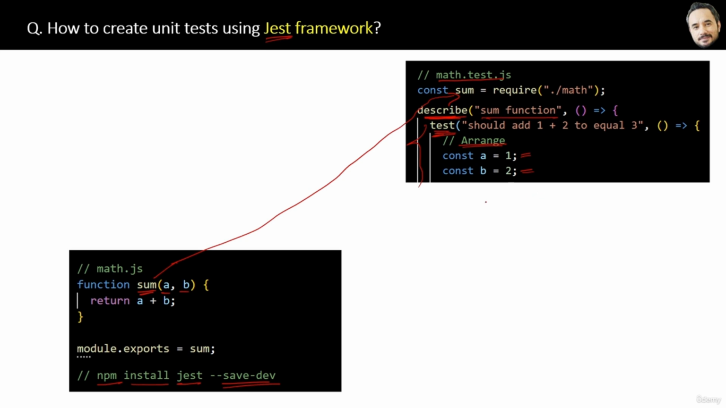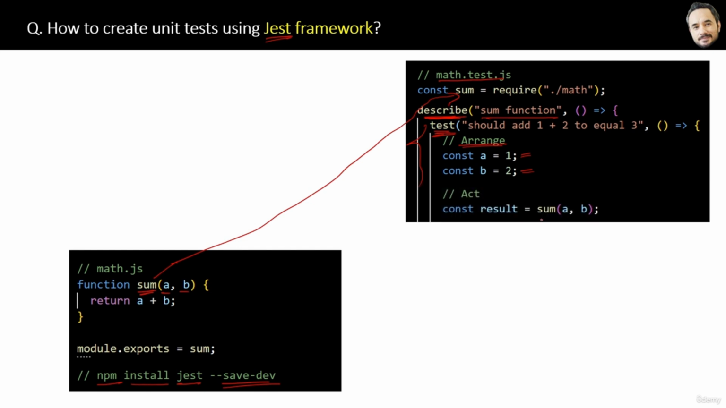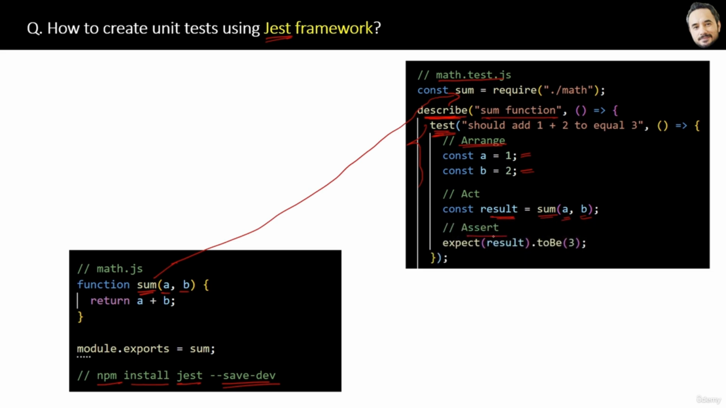After arranging, the second important step is act, meaning we will call the actual sum function with the parameters that we arranged above, and store the result in this result variable, right? Now the last step is assert, meaning verifying the output of the function that we are testing. For that we will use the expect function of the Jest framework, and here we will pass the above result as the parameter, and then call this toBe function, and check whether the result is equal to 3 or not.